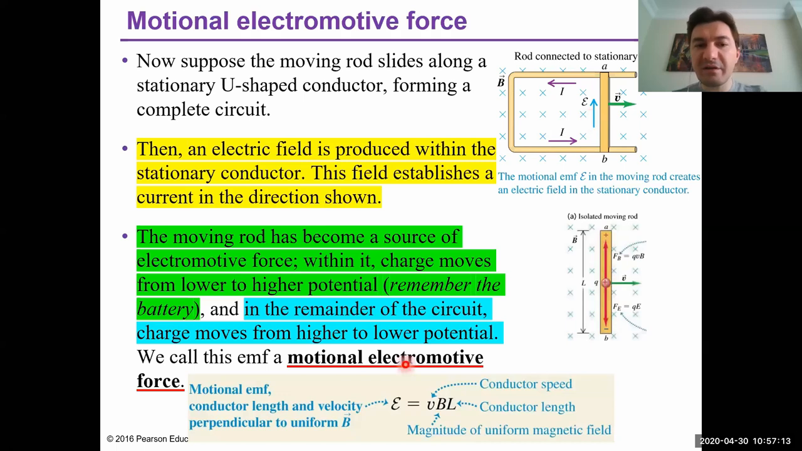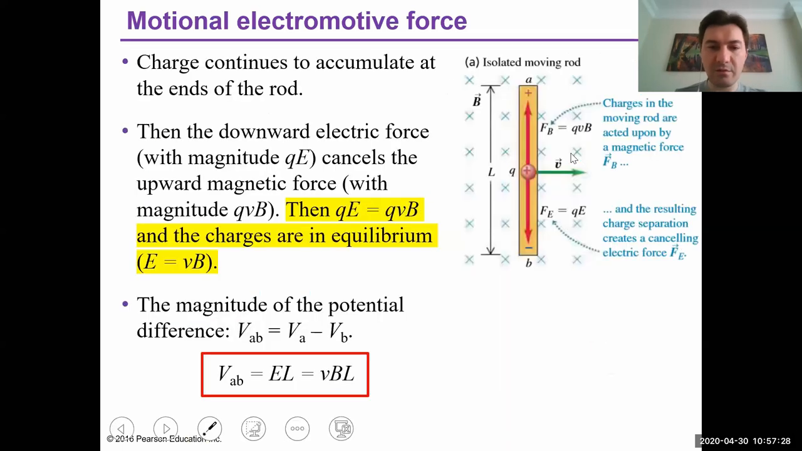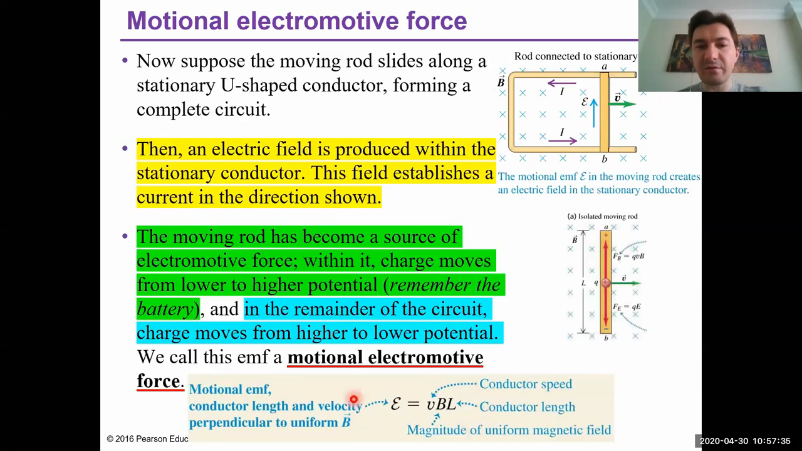So this is called motional electromotive force. And what is the magnitude of the EMF? The magnitude of the EMF is given by the potential difference between A and B. We have already calculated, which is given by vBL. This is the motional EMF.